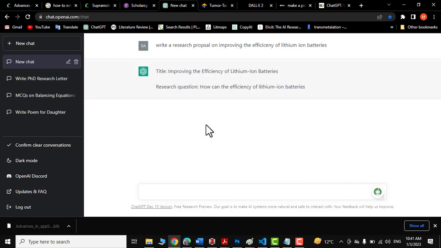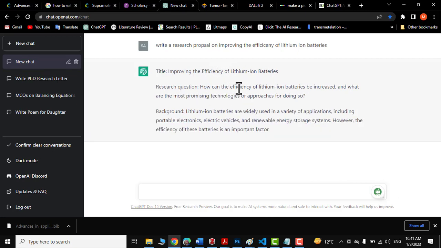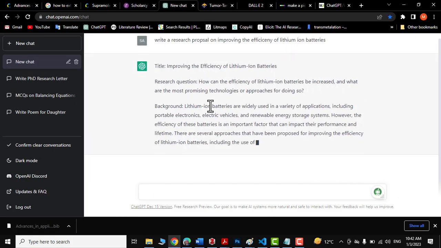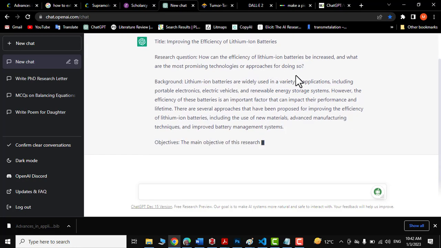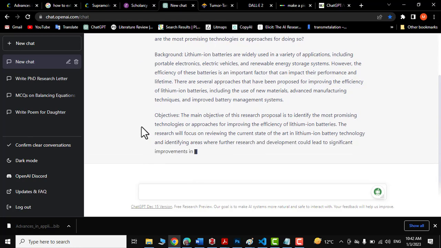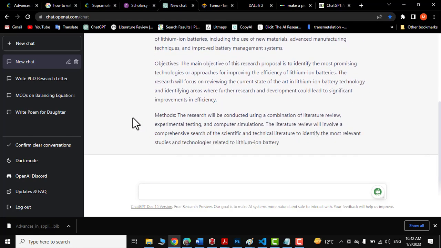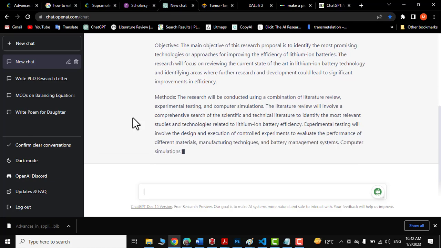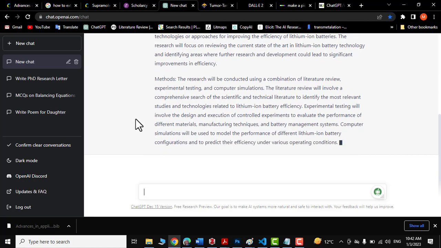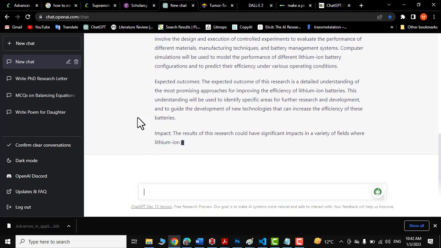And here we go. Title: Improving the efficiency of lithium-ion battery. Research question: How can the efficiency of lithium-ion battery be increased, and what are the most promising technology or approaches for doing that? Background, objectives. Believe me, it has done a brilliant job. You can just improve this. If you are not satisfied with this proposal, you can ask it to improve it.